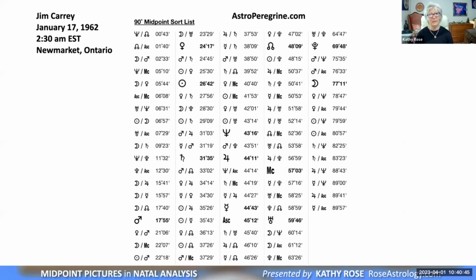Let me show you what the 90-degree midpoint sort looks like through the new program that I am moving to, which is AstroPeregrine. John Foster is one of my friends, and he was also part of the Noel Tyl group.